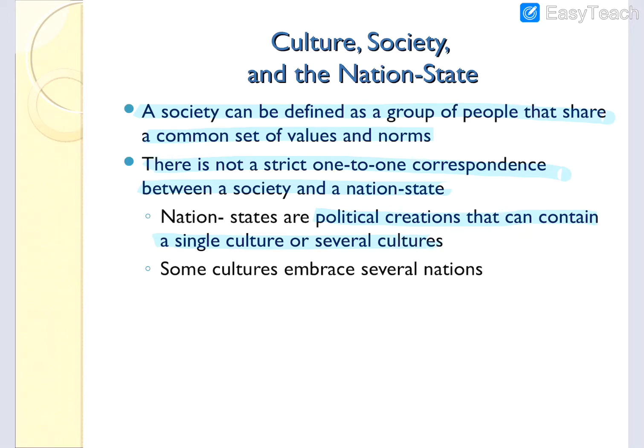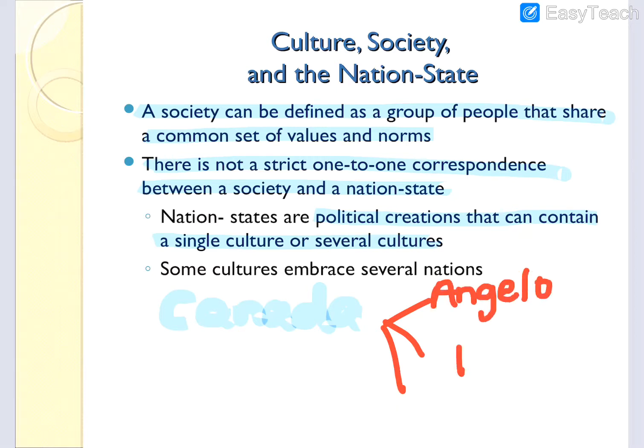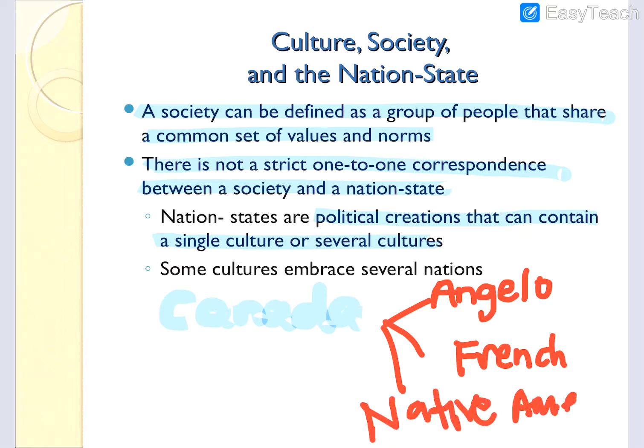I give you an example, the nation of Canada. Canada has at least three cultures. First, we have Anglo culture. Then we have a French speaking culture, and also the Native American culture. So it doesn't mean that one nation has only one culture. They might have two or three cultures, like us, Malaysia. Even though we are one country, one nation, we have a few cultures. We have Malay, Chinese, Indian, Sikh. So we have a lot of cultures in one nation.